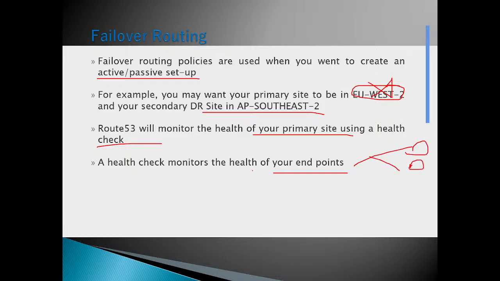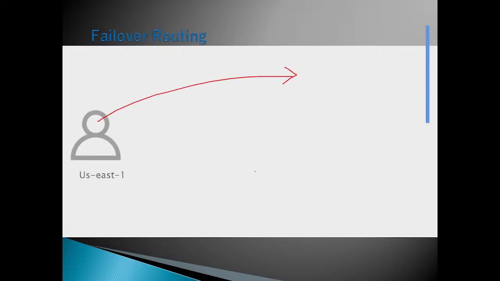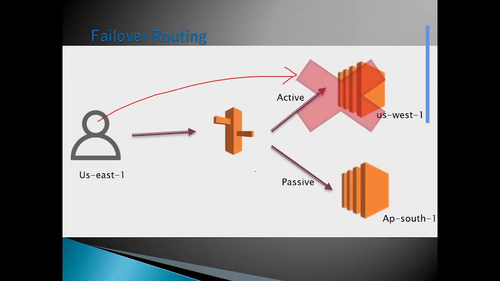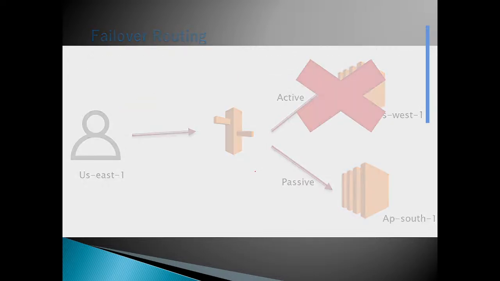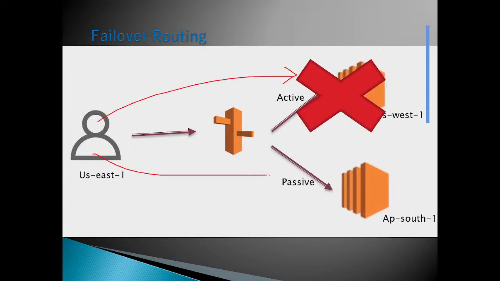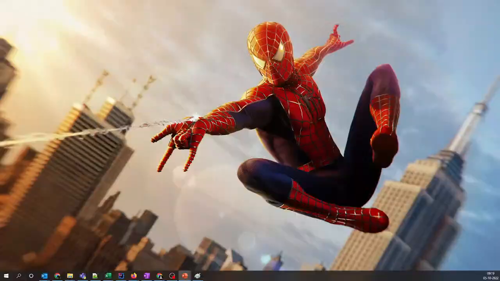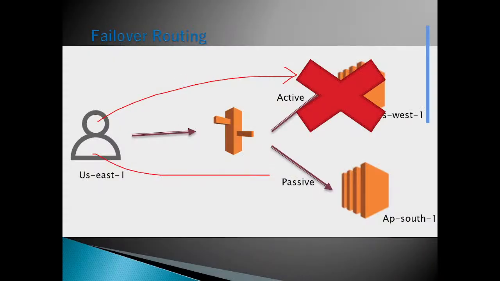It is going to monitor the health of the machine or the IP address which it is pointing to, and if the health check fails, it will route to the secondary one. Clear? It is a failover routing. Clear? Let's go to the next routing.